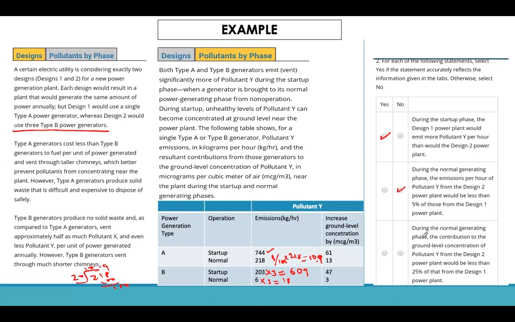During the normal generating phase, the contribution to the ground level concentration of pollutant Y from the design 2 power plant will be less than 5% of that from the design 1 power plant. All right, so increase ground level concentration by micrograms per meter cubed. We have here, again, this is times 3, which gives us 9. So being told that during the normal generating phase, the contribution to ground level concentration of pollutant Y from design 2 will be less than 25% of that from design 1 power plant.